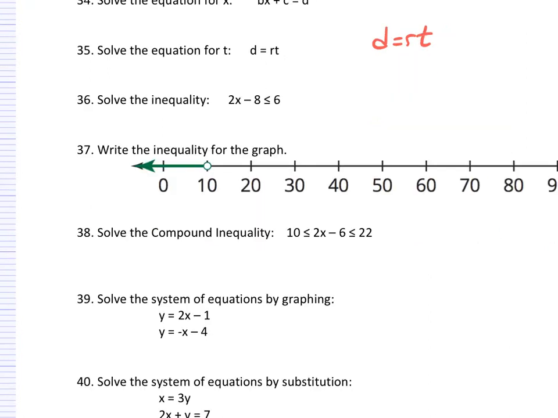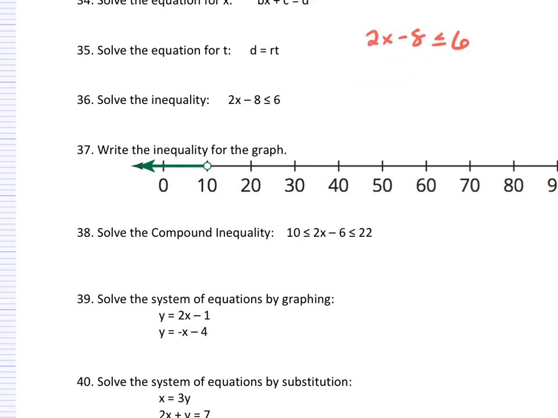For number 35, to solve the equation for t, I need to get the t all by itself, and there's an r on the same side, and the opposite of multiplying by r is dividing by r. So I get t equals d divided by r, and that's my answer.